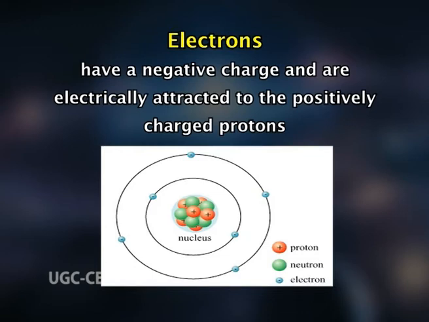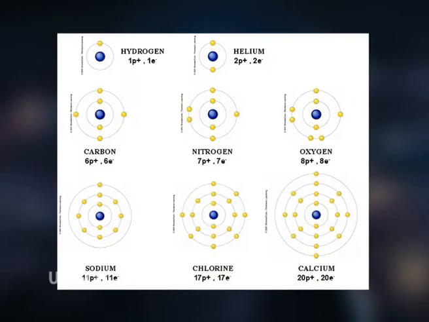Electrons. Electrons have a negative charge and are electrically attracted to the positively charged protons. Electrons surround the atomic nucleus in pathways called orbitals. The inner orbitals surrounding the atom are spherical, but the outer orbitals are much more complicated. An atom's electronic configuration is the orbital description of the locations of the electrons in an unexcited atom.